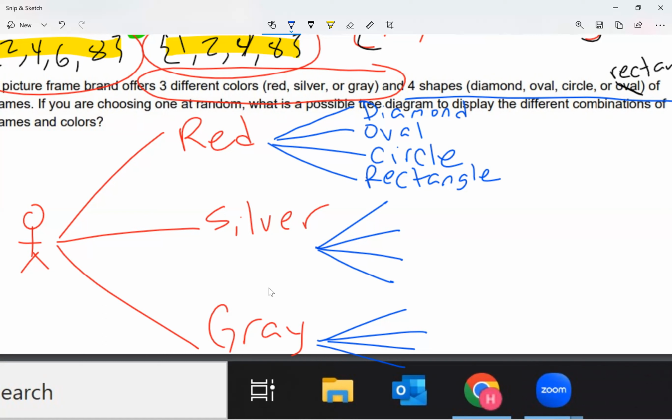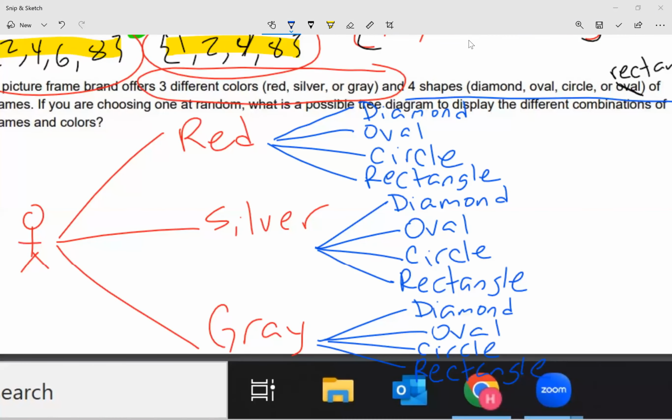Now to not waste your time, let me make diamond, oval, circle, rectangle appear on each of my blue segments. So let me do some magic here because I want everything to just appear. There. Boom. Everything just appeared. I really just paused the video. I wrote what I needed to write and then I continued my video. That's how I do my magic.